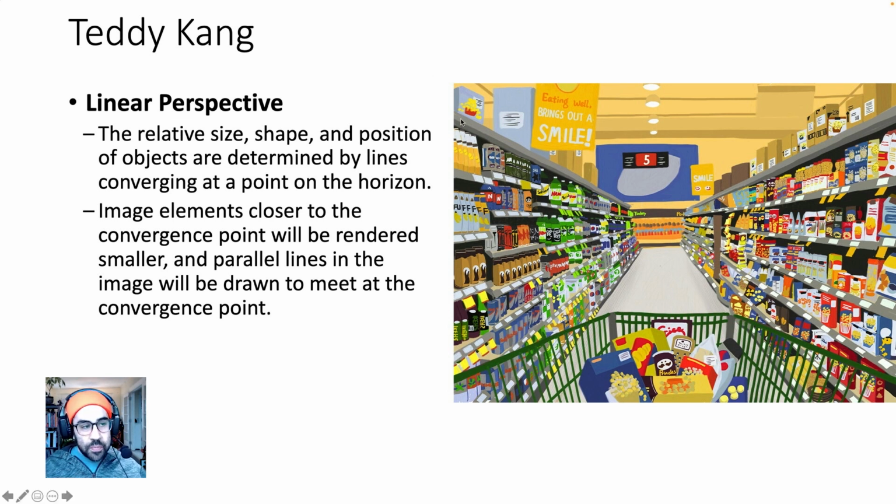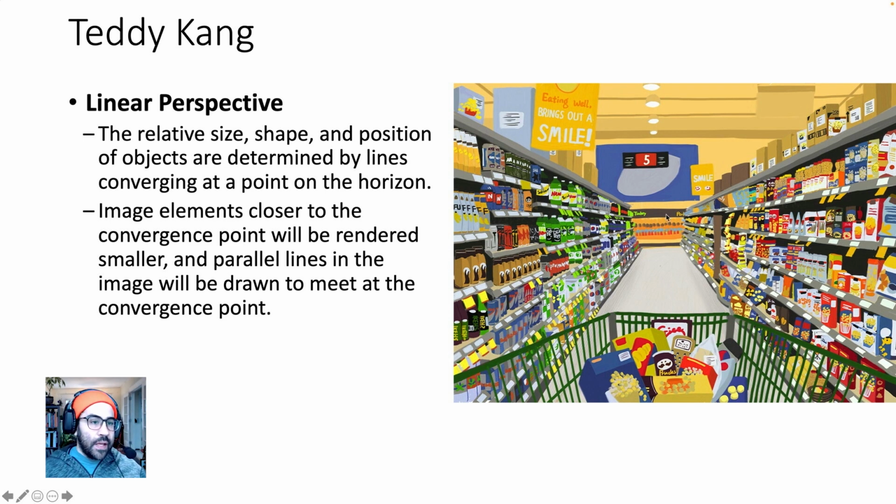So with linear perspective, the relative size and shape and position of objects are determined by lines that converge at a point on the horizon. And we could imagine that point here being the end point of the lines of this grocery store aisle converging at the end of the aisle. And what's going to happen with linear perspective is that parts of the image that are closer to the image plane are going to look larger. Parts of the image that are closer to the point of convergence, also called the vanishing point, are going to be smaller.